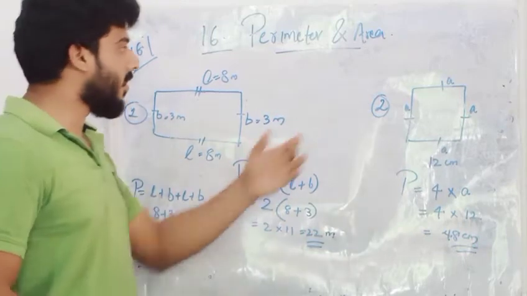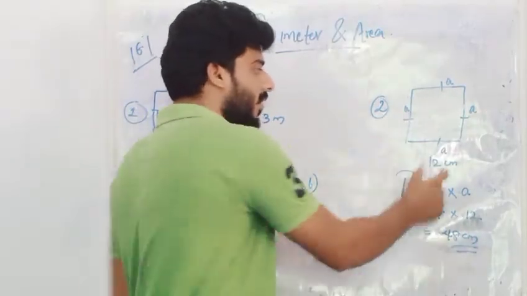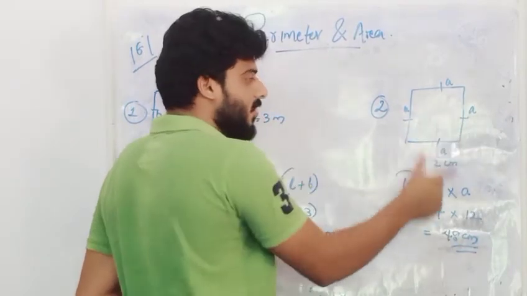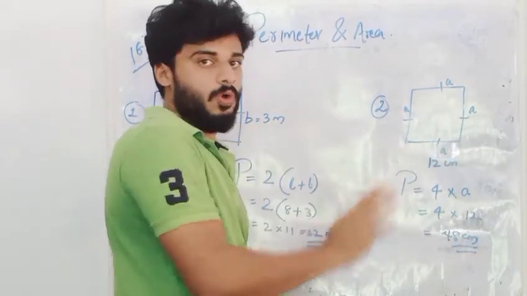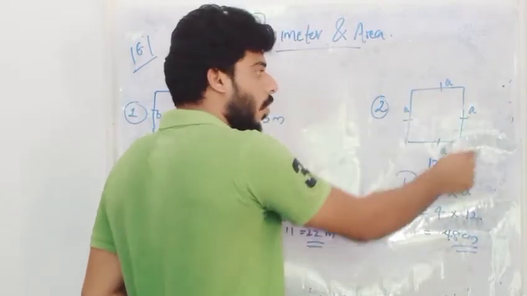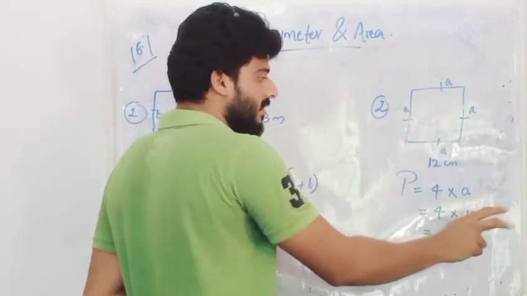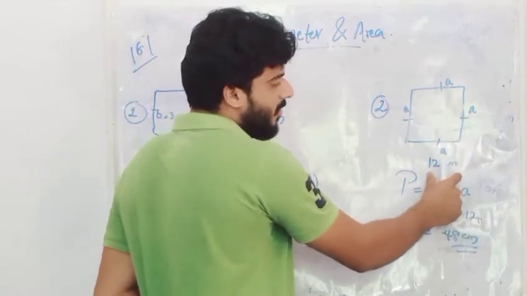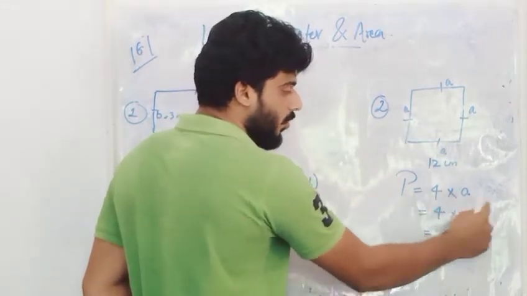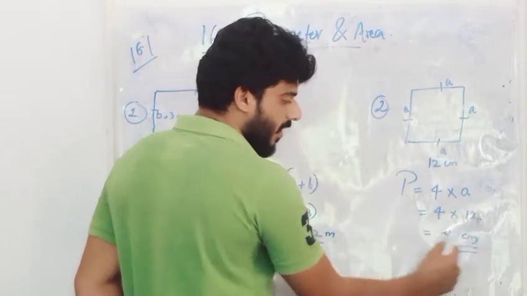And here this is a square, and A is one side of the square, and as we know, all the sides of a square will always be equal. So this is A, this is A, this is A, this is A. These four sides will be the same, and our A is given as 12 centimeter. So this will be our equation: according to the equation, 4 into A. So 4 into 12, our answer will be 48.